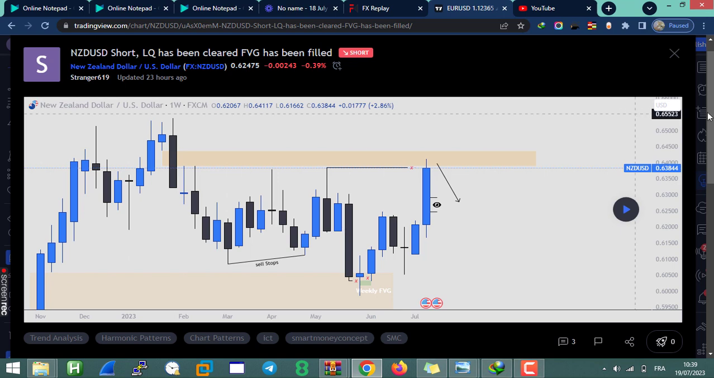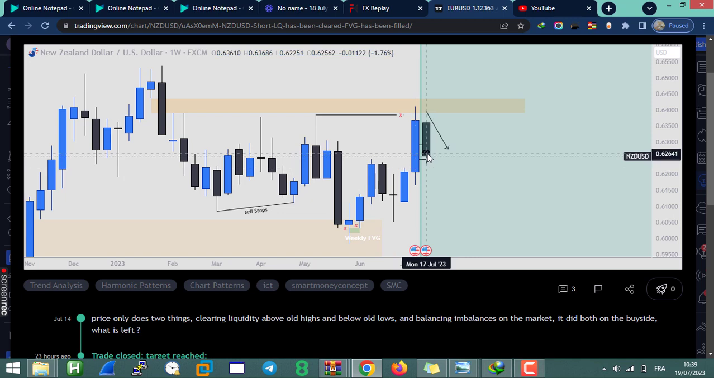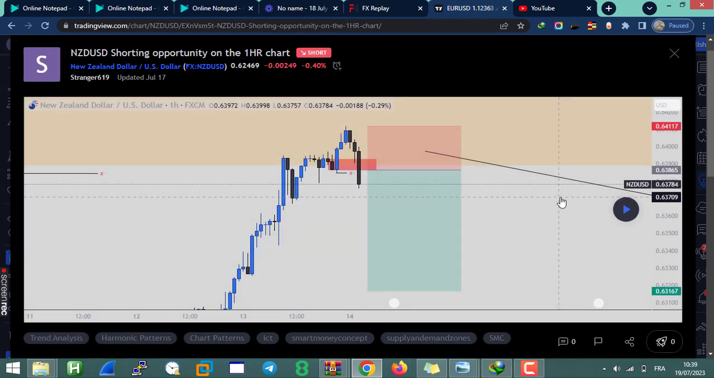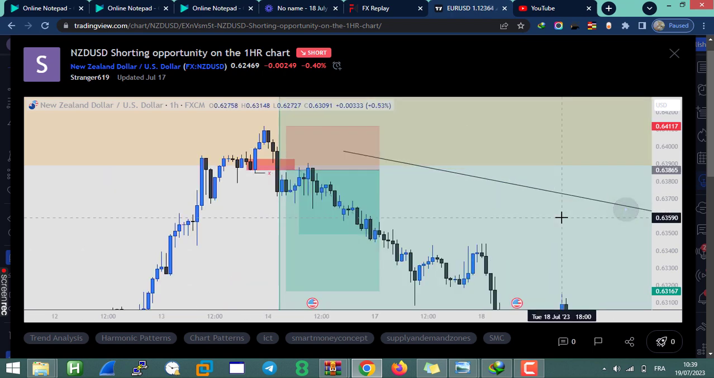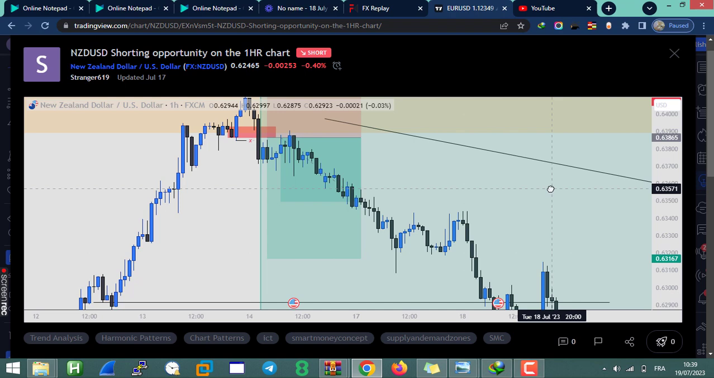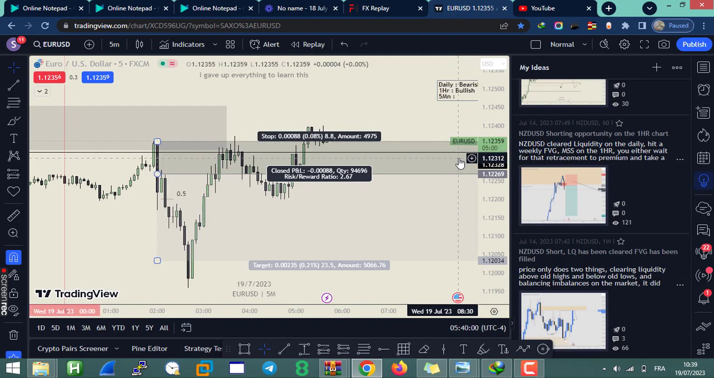The next target is this internal range liquidity, and you can clearly see that's exactly what it did, and now it is rejecting. This is the trade that I took. All right. So this is not hindsight, this is my personal approach on analyzing the market. Now let's take a look at another example, right?